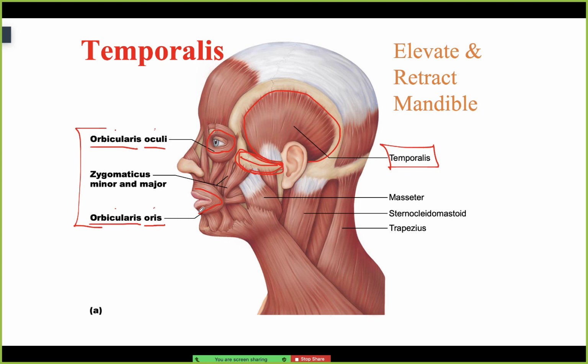The other one I want you to know is the zygomaticus muscle. This one here and this one here. This one is called the zygomaticus minor. This is called the zygomaticus major. You can probably guess why. This one's smaller, that one's bigger. Okay? So this illustration, love, love, love this picture.